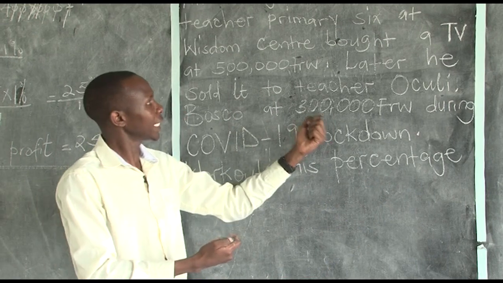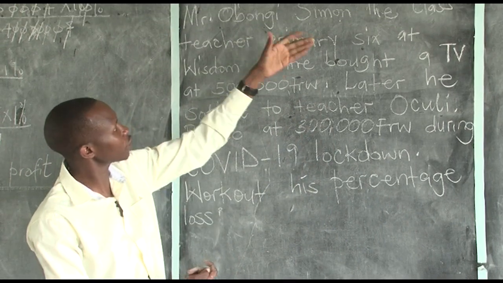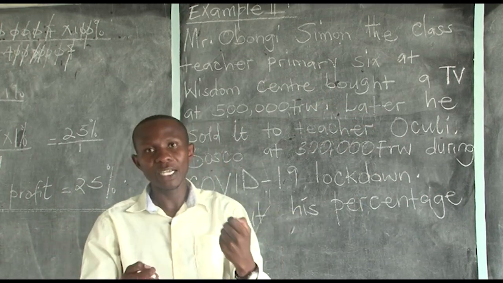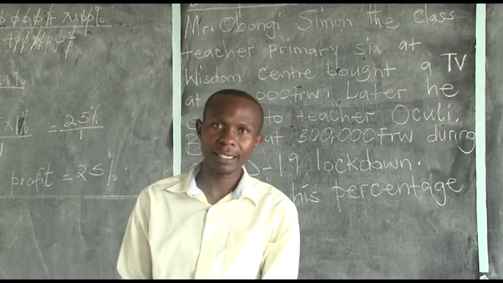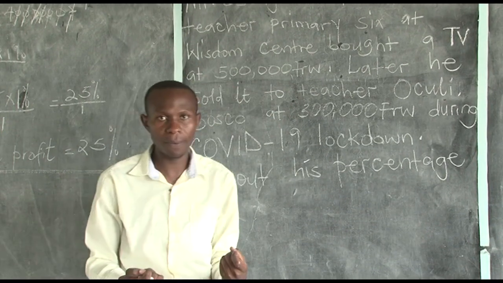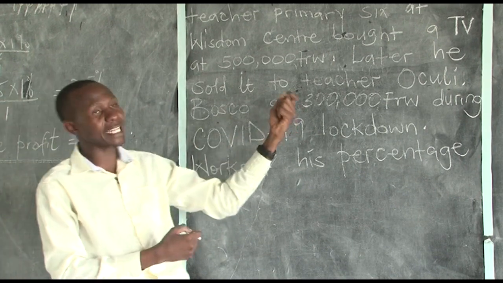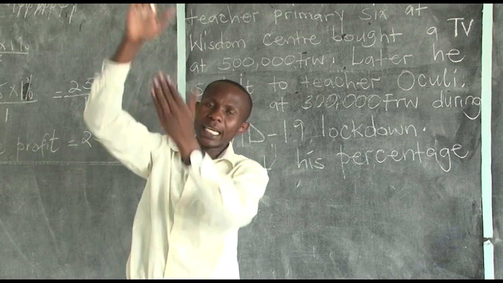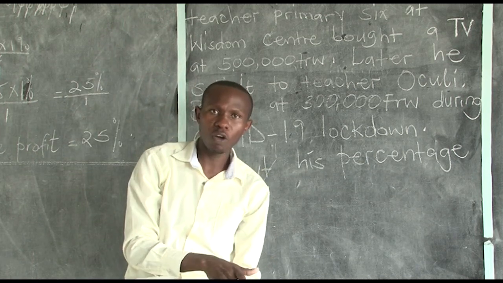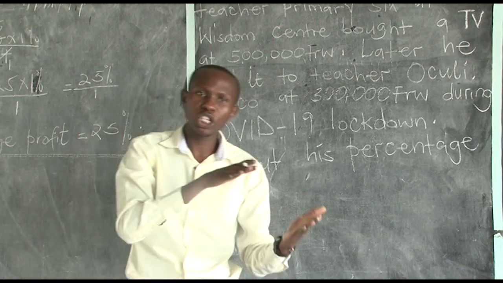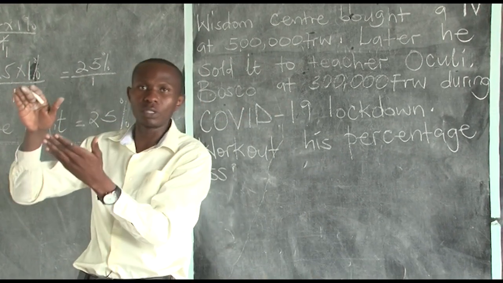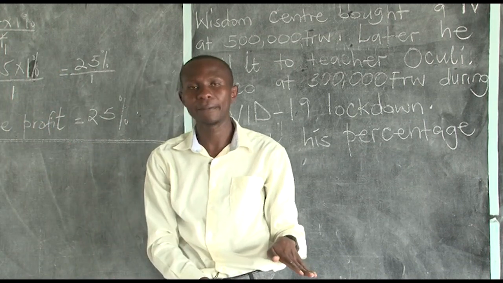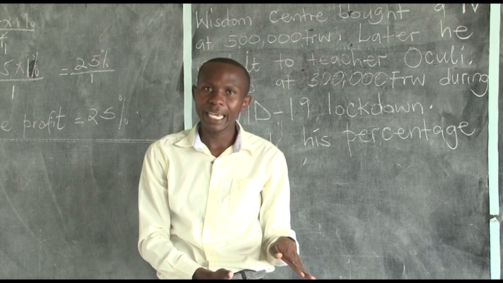After buying everything, like the way this teacher did, Mr. Obong Simon did, he bought it at 500,000. After buying it, later on in a short run, when the lockdown came up, he had to sell it at 300,000. So you realize that he spent a lot of money, then he sold it at a low price. It was a little bit cheaper than the amount he used. So he bought it expensively and sold it cheaper, meaning that he made a loss.